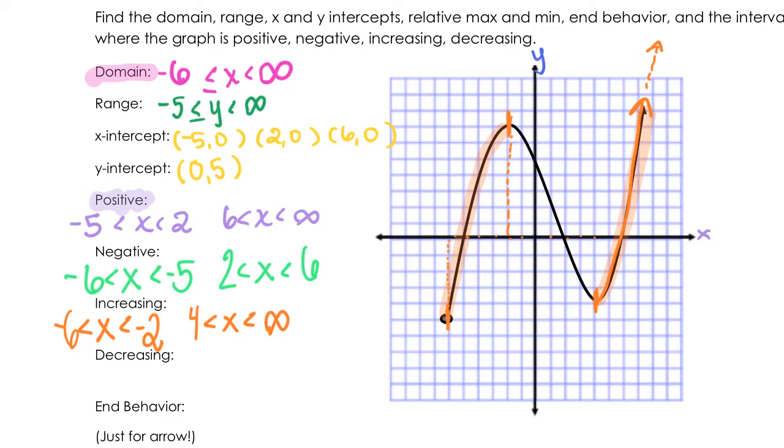Let's do the same thing, but talk about the decreasing portion of the graph. The decreasing portion of the graph occurs in that section in between, where it looks like it's falling downhill. Well, since it's just one section, you should have only one inequality. It starts at -2 and continues to 4.